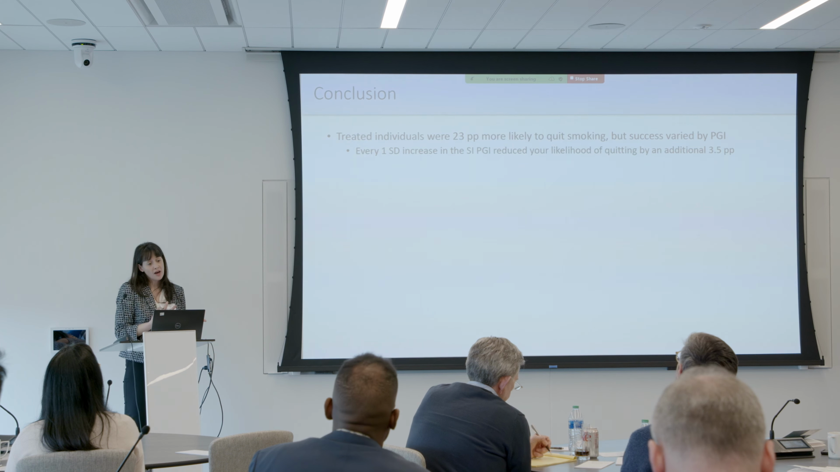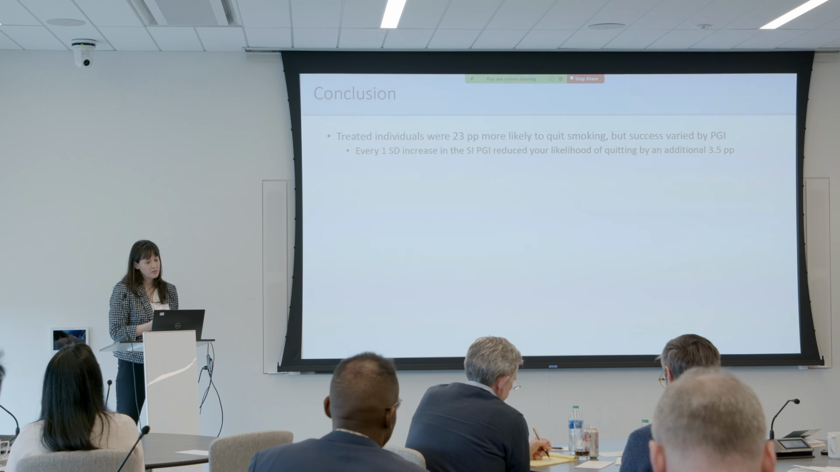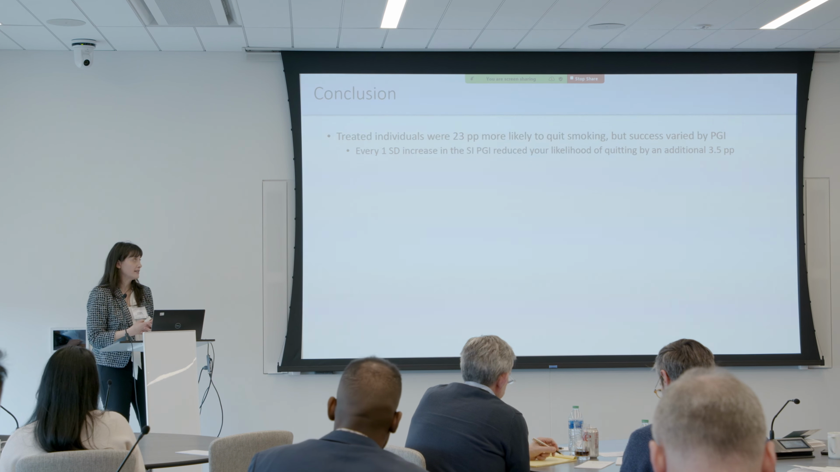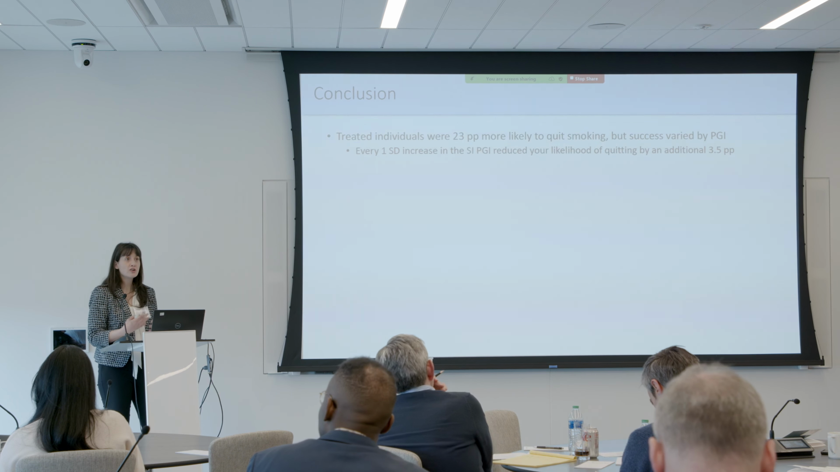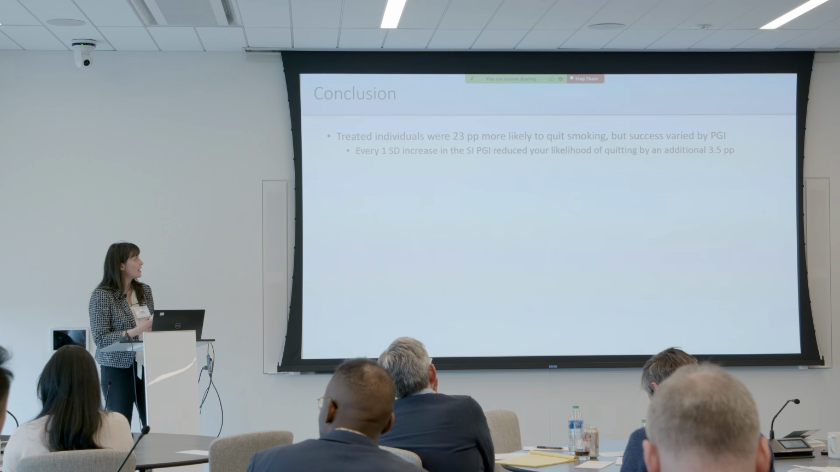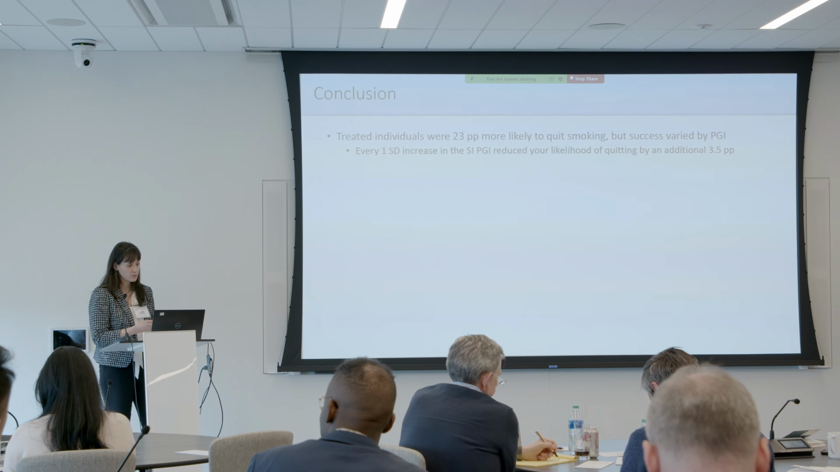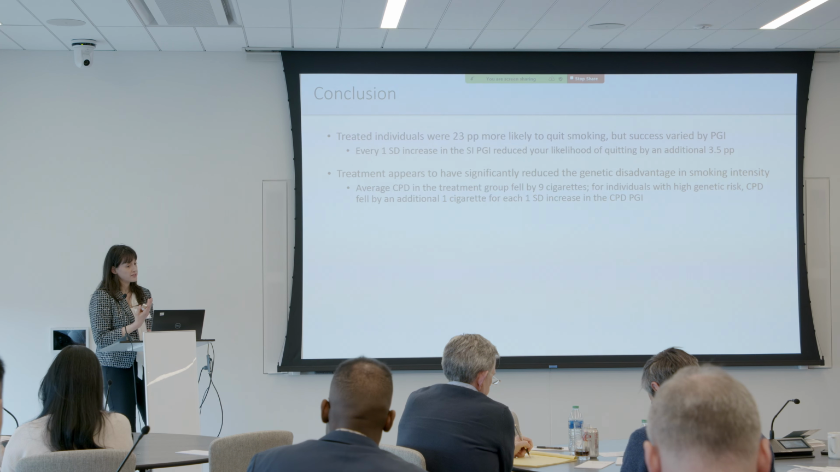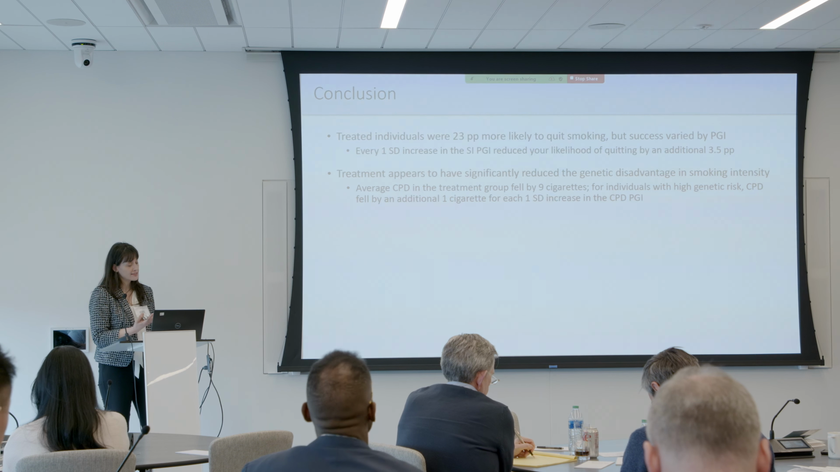So just to wrap up, we find that treated individuals were 23 percentage points more likely to quit smoking, but that success really varied by their underlying PGI. Every 1 standard deviation increase in the smoking initiation PGI reduced your likelihood of quitting by an additional 3.5 percentage points. This treatment appears to have significantly reduced the genetic disadvantage.